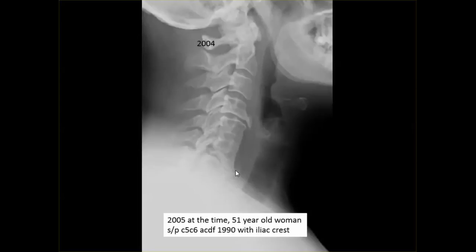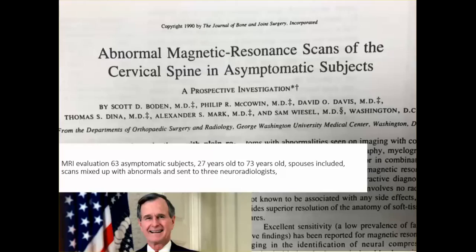I just want to tell you a couple other things. This is a landmark study that Scott Bowden did while he was at GW in 1990. This was a long time ago. George H. W. Bush was the president, which can give you some bearings. And an MRI at the time was in its infancy too. The first MRI ever on any patient was in 1977. But Alan, can you remember the first time you saw an MRI?